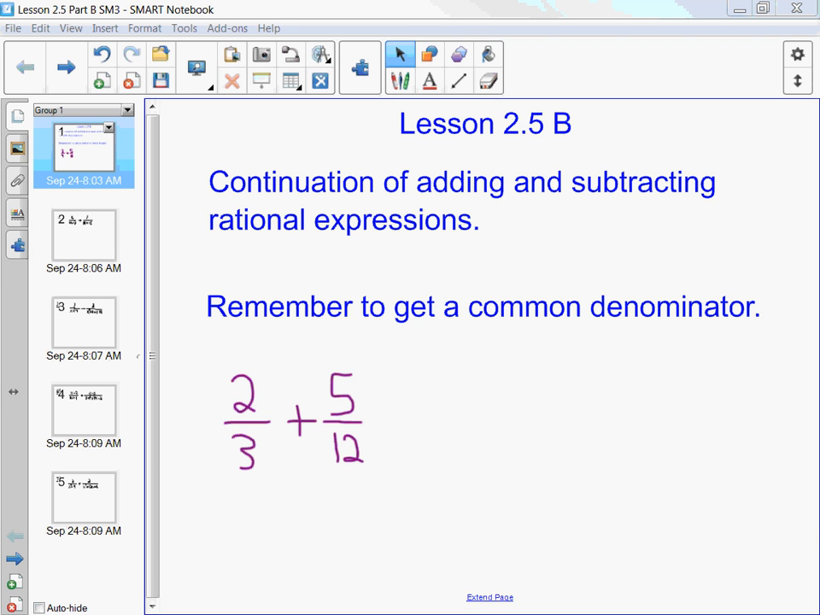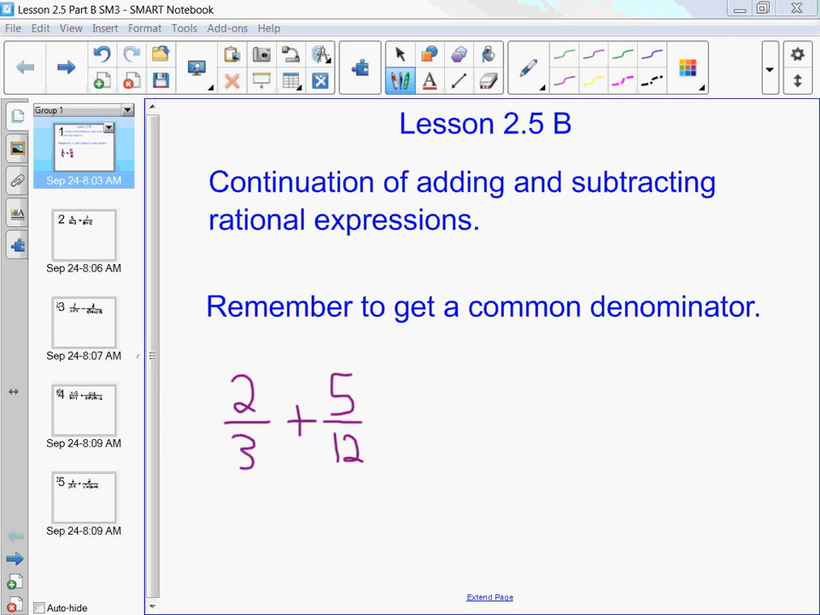Okay, this is lesson 2.5, part B. We're just going to continue adding and subtracting rational expressions. Remember that you have to get a common denominator. I'm just going to review this with real numbers first. So we have 2/3 plus 5/12.